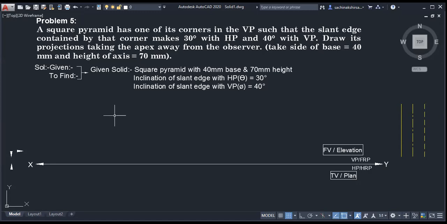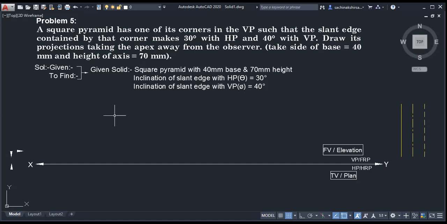Okay, so shall we start? First step will be simple. The way we have drawn in plane, projection of plane, true shape, something like that. So here base we have to draw in VP with one of its corners towards right hand side. Okay, and then we have to give height.